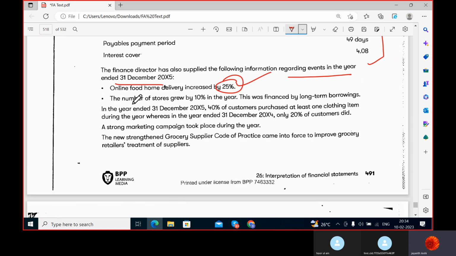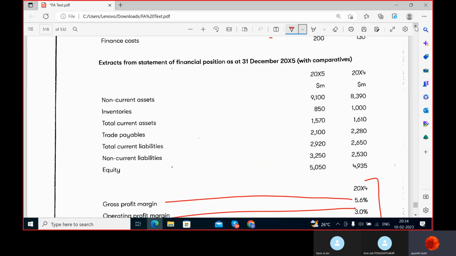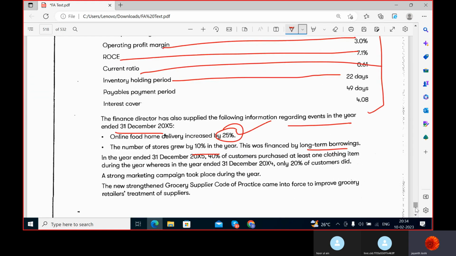Accordingly, the number of stores grew by 10% in the year. This was financed by long-term borrowings, and they have given the long-term borrowings here. Previous year also they had non-current liabilities, and this year also, and you can see an increment, because they are funding more by taking more loans. In the year, 40% of customers purchased at least one clothing item, whereas 20% did in the previous year. And a strong marketing campaign, everything is given.